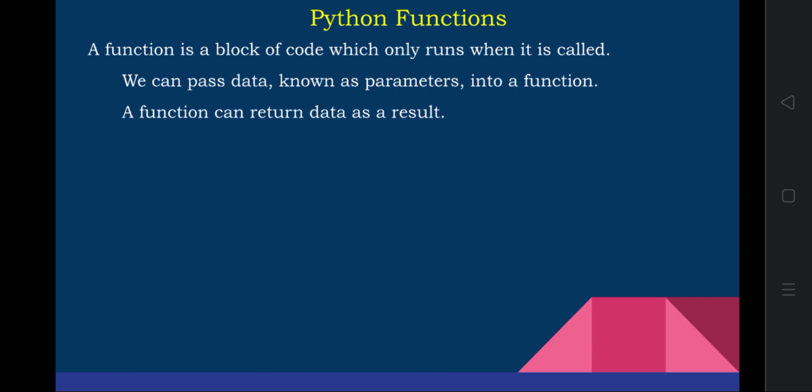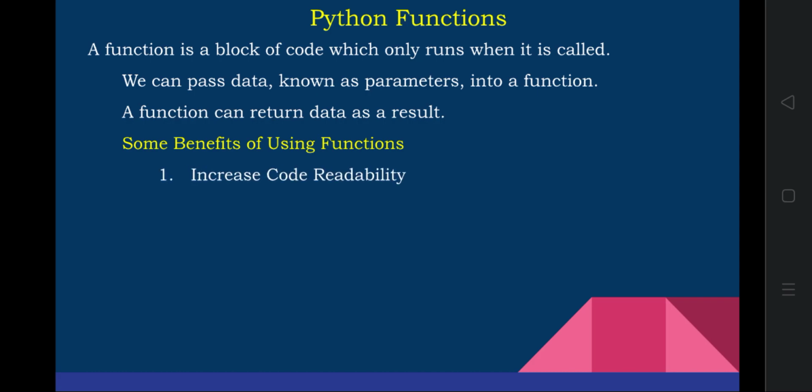So suppose we want to create a function, we can write it as a block of code, and when we call the function we get the answer. We can pass data, and the data are called parameters, and the function can also return a result. Let us see the benefits of functions.